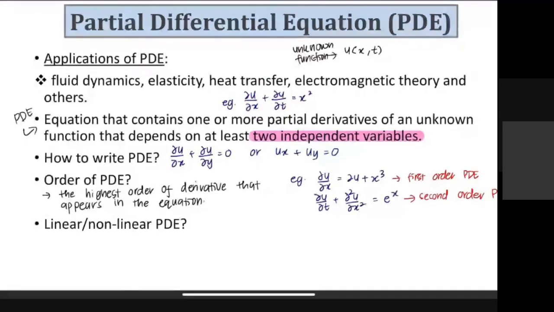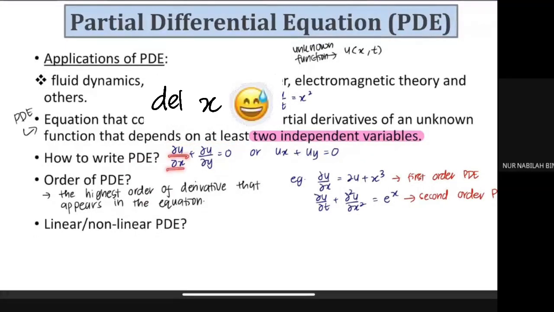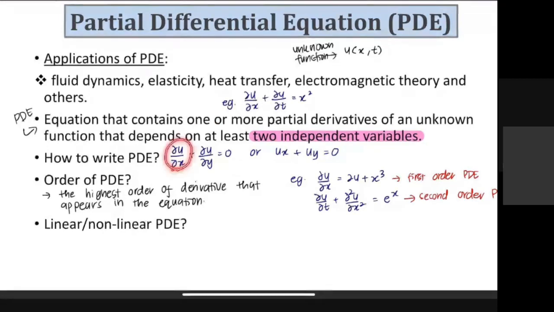How to write PDE? You can write del U over del X as Ux. Del U over del Y, you can write as Uy. What if you have del square U over del X square? You can write it as Uxx. If del square U over del X del Y, you can write it as Uxy.